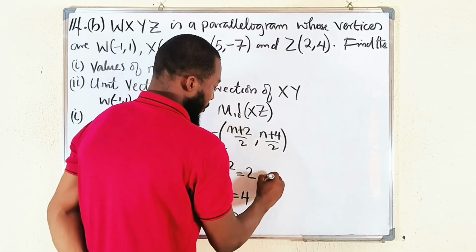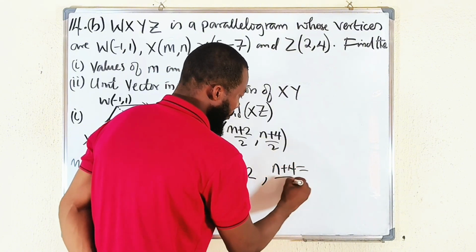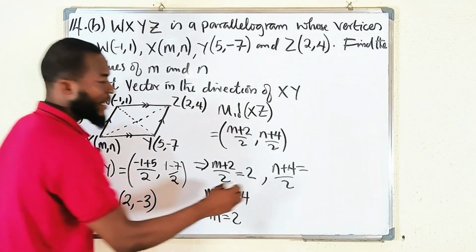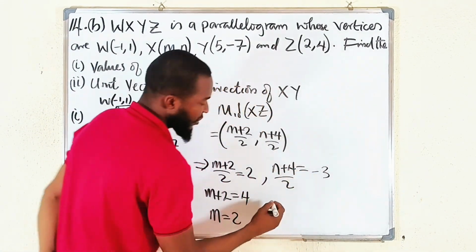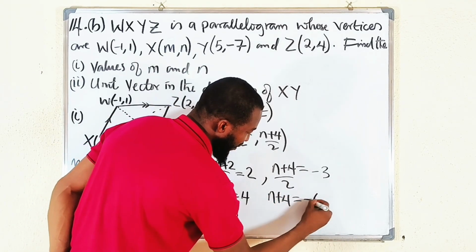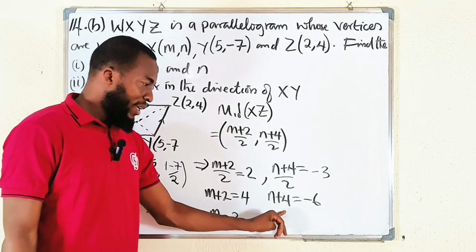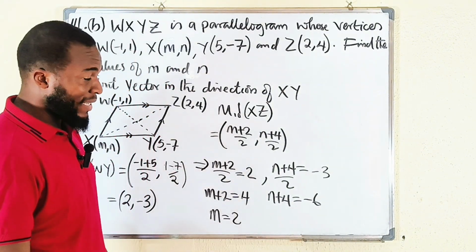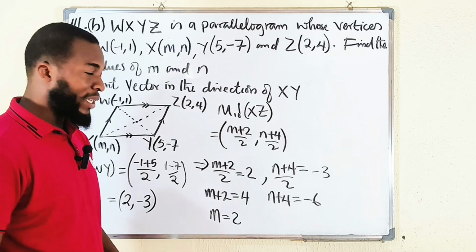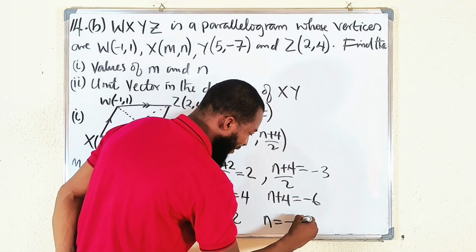What about this one? (n plus 4)/2 must be equal to negative 3. Cross multiply, you have n plus 4 equal to negative 6, because 2 times negative 3 is negative 6. If you take this one to the other side, it becomes negative as well. So you have negative 4, negative 6, which is negative 10. And hence, n is equal to negative 10.